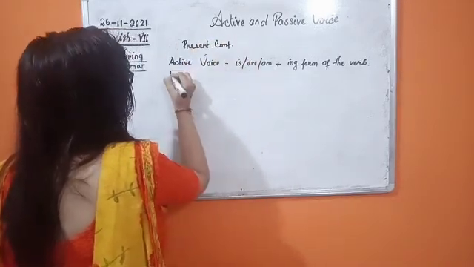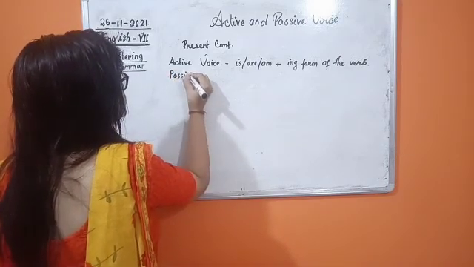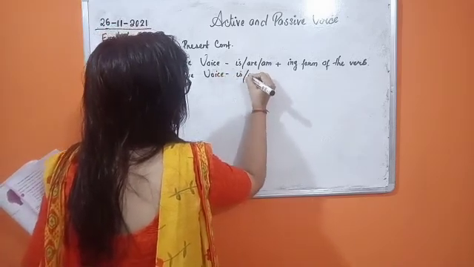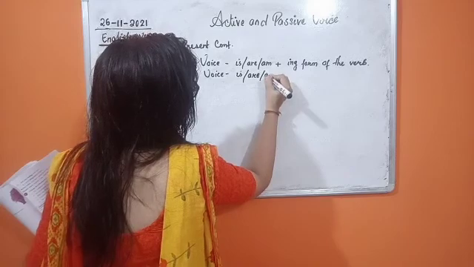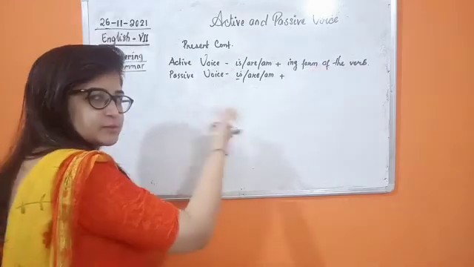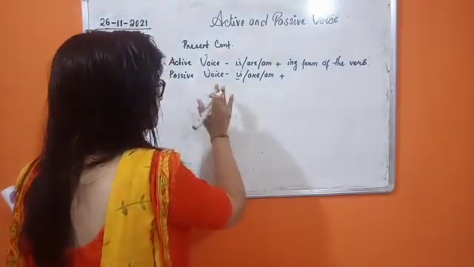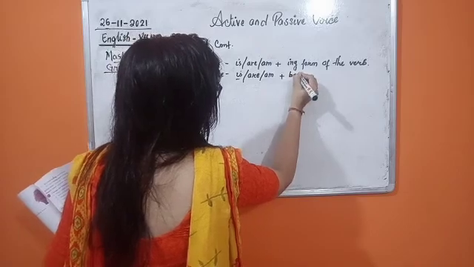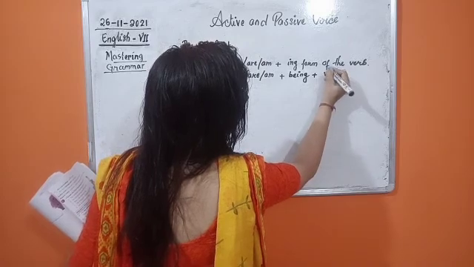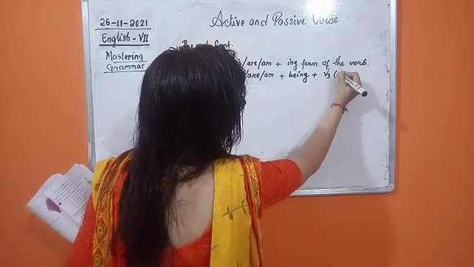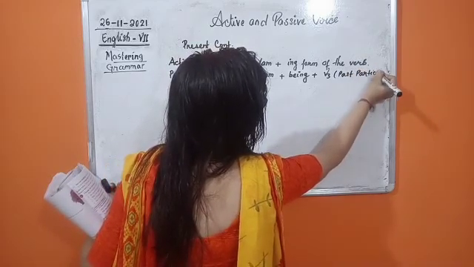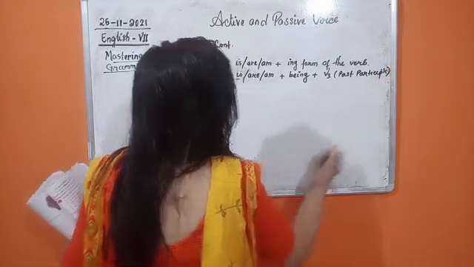Now how do we change it into passive? In passive voice, is, are, am will be there according to the subject. If the subject is singular, you have to use is. Here the object will come in the beginning, right? Then the word being will be inserted here, and then we are going to use the third form of the verb, that is the past participle of the verb. So this is the rule for this one.